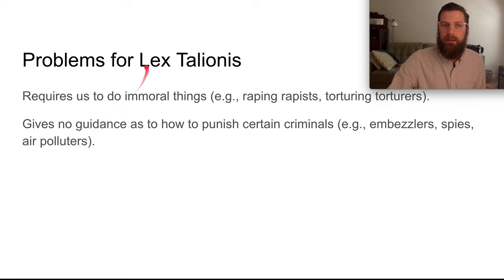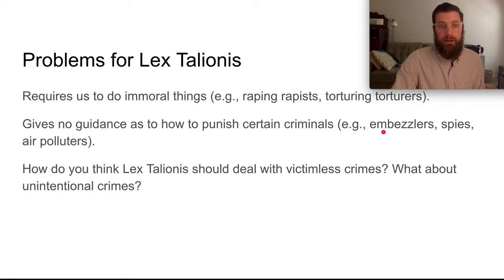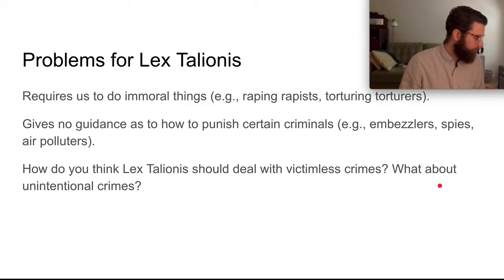So the problem here would be that lex talionis can't be the be-all, end-all of our theory of criminal punishment and what people deserve. Maybe it is the case that embezzlers, spies, air polluters, maybe prostitutes deserve some kind of punishment. But the thought would be, lex talionis gives you no guidance. We might also think about unintentional crimes. So for instance, we might think about something like manslaughter. Does the fact that somebody kills a person but accidentally make a difference to how we apply lex talionis?